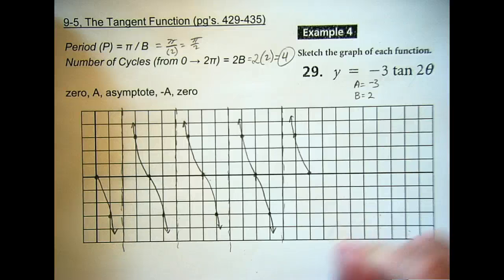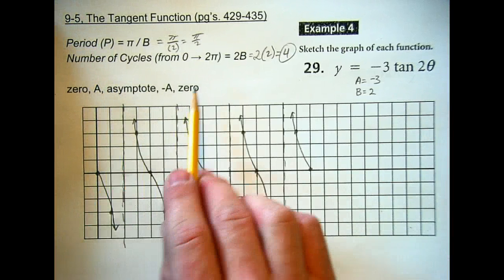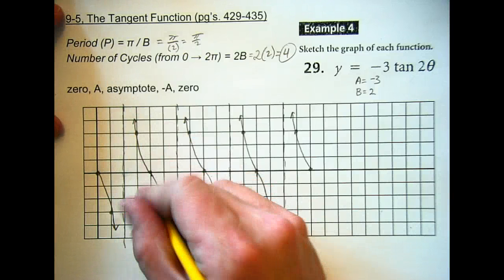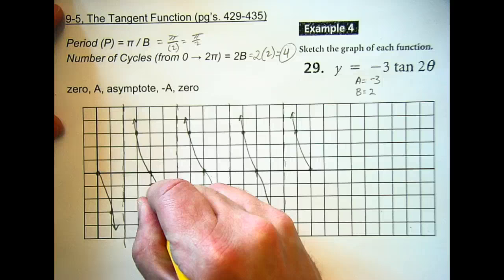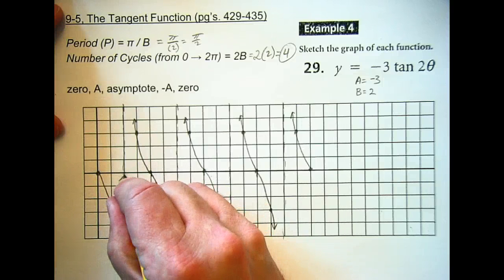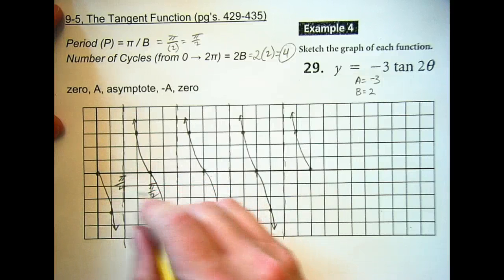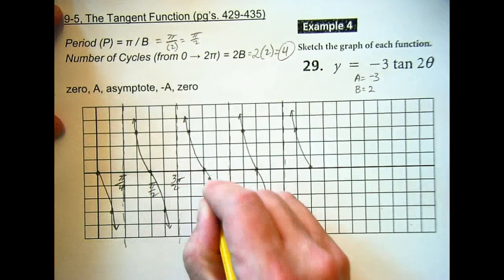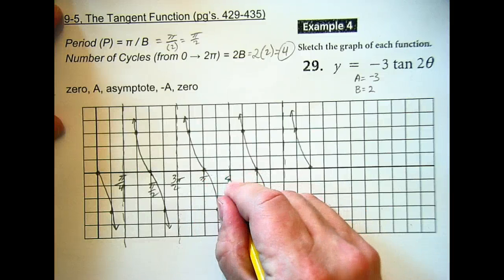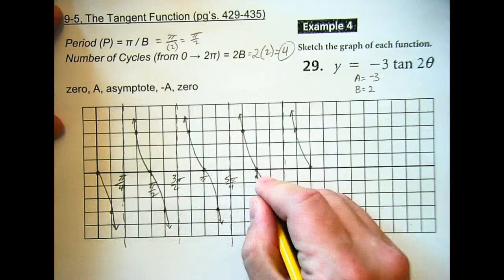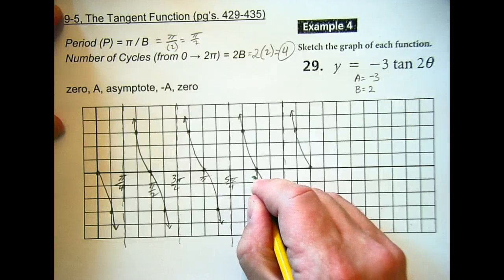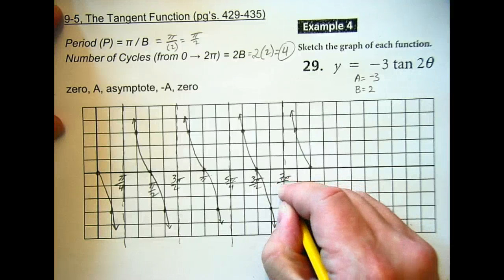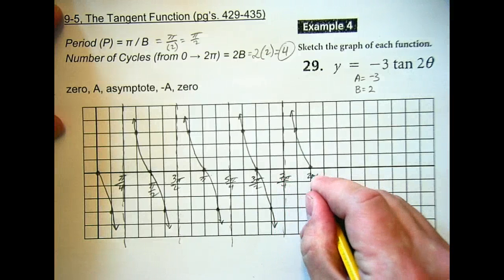Okay. The length of one of those, or from 0 to 2, the length of our first cycle is pi over 2, which makes this asymptote, which we're also labeling pi over 4, 1 pi over 4, 2 pi over 4, 3 pi over 4, 4 pi over 4 or pi, 5 pi over 4, 6 pi over 4 or 3 pi over 2, 7 pi over 4, and then 8 pi over 4, which is 2 pi.